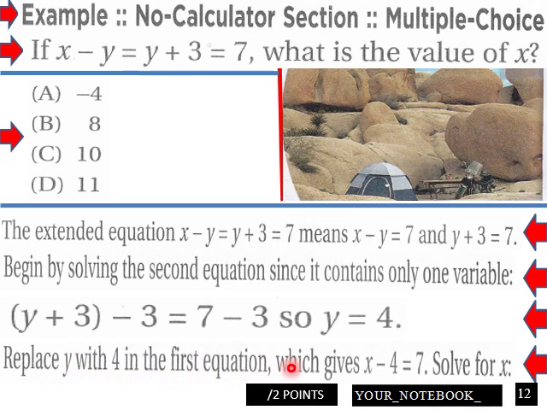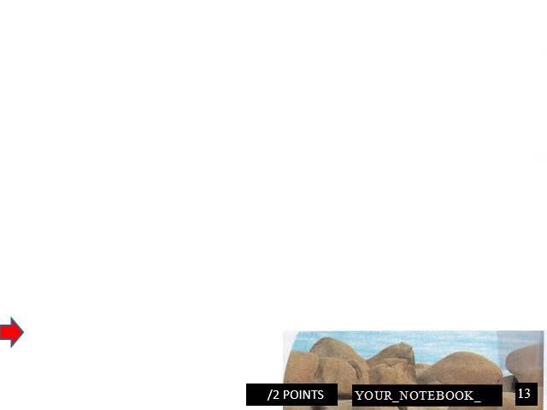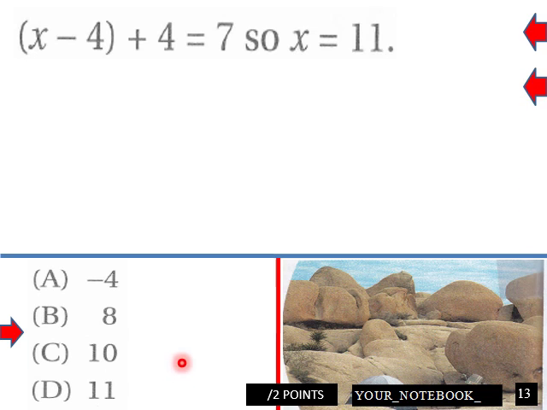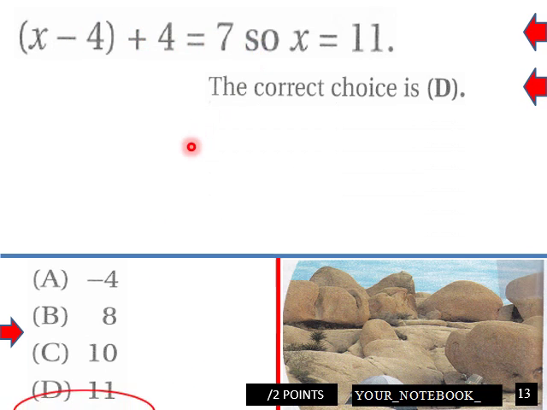Replace y with 4 in the first equation, which gives x minus 4 equals 7. Solve for x: x minus 4 plus 4 equals 7 plus 4, so x equals 11. The correct choice is D.